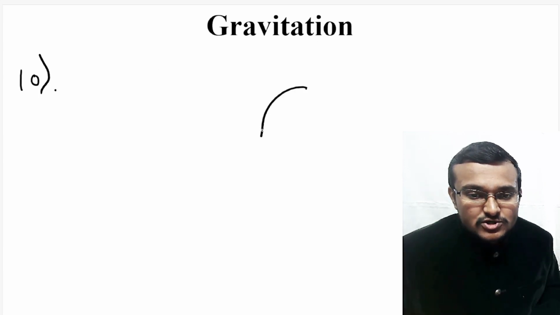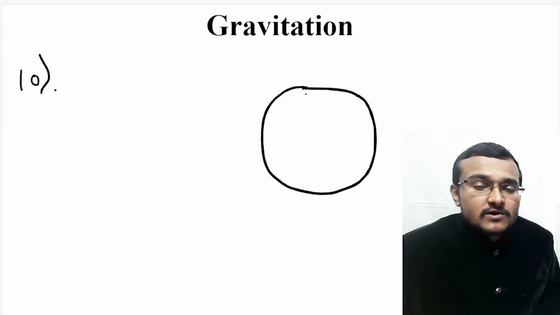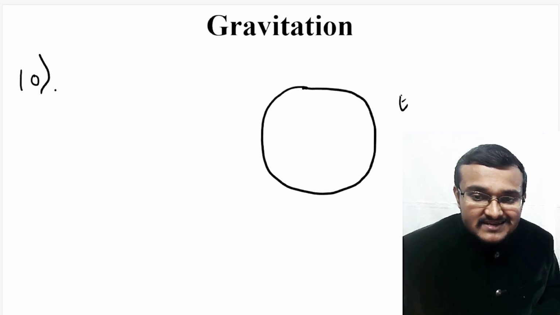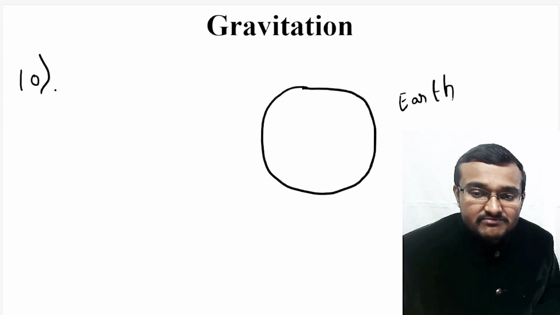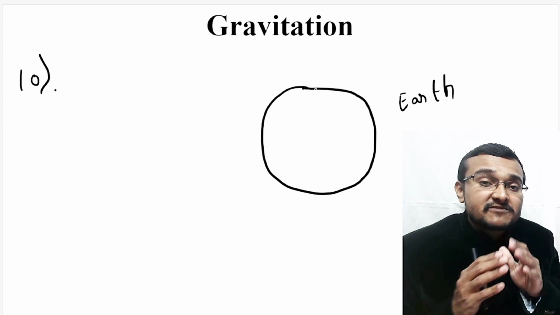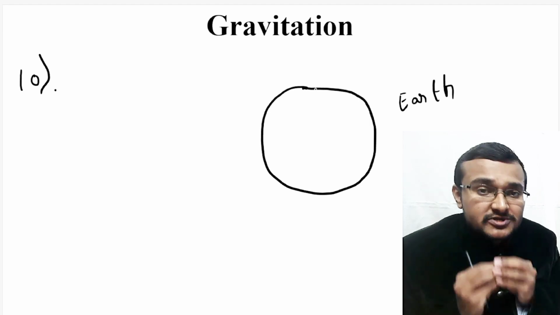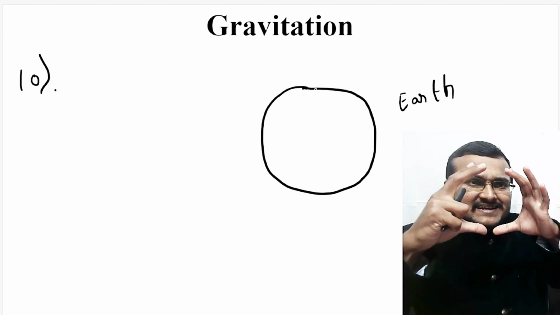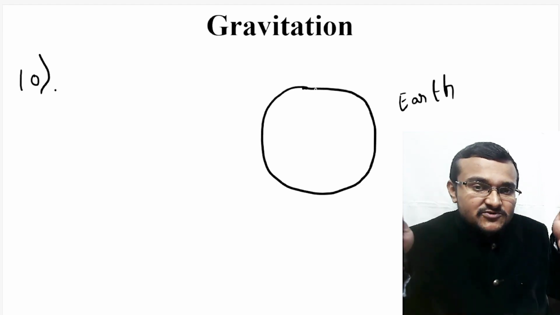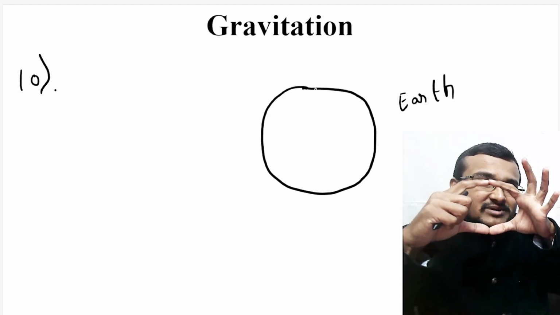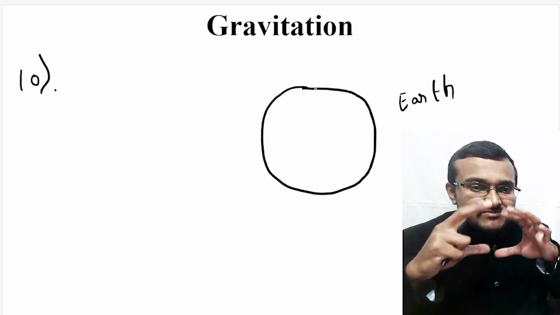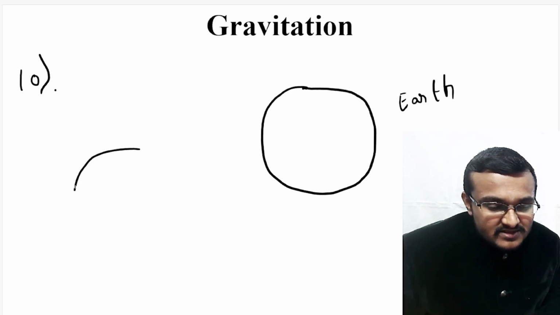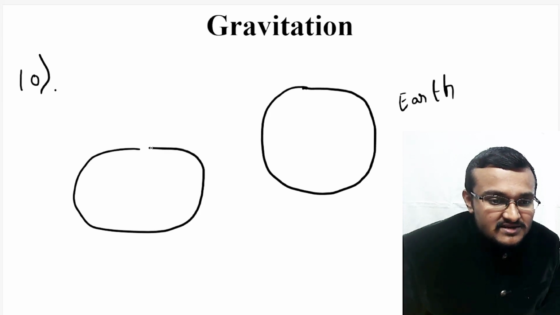In the 10th question there are two friends, where the name of one of the friends is Amit. Now if you consider this as Earth, always remember Earth is not perfectly round in shape. Slightly it has been bulged at the equator and the poles are a little bit nearer to the center of the Earth. So it is almost in this particular shape.